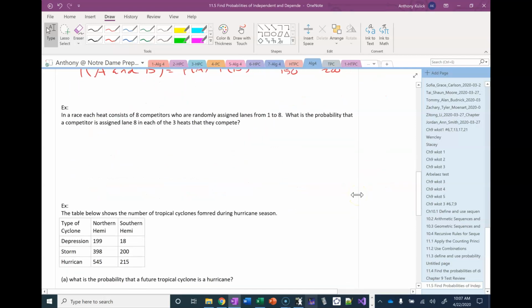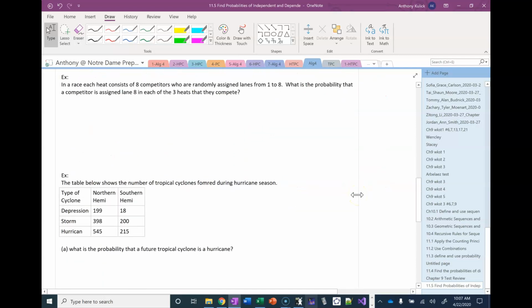Let's move on to another example. It says, in a race, each heat consists of 8 competitors who are randomly assigned the lanes 1 through 8. What is the probability that a competitor is assigned lane 8 in each of the 3 heats that they compete? So here we have 3 events going on. We have heat 1, we'll call that event A. Heat 2, we'll call that event B. And then heat 3, we'll call that event C.